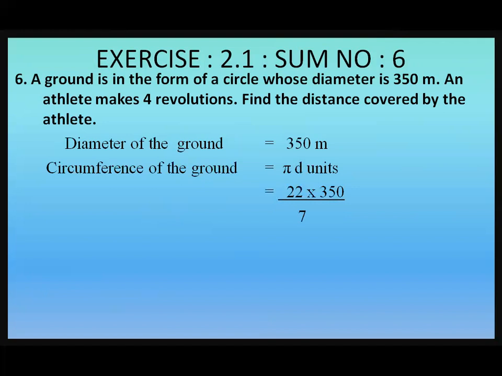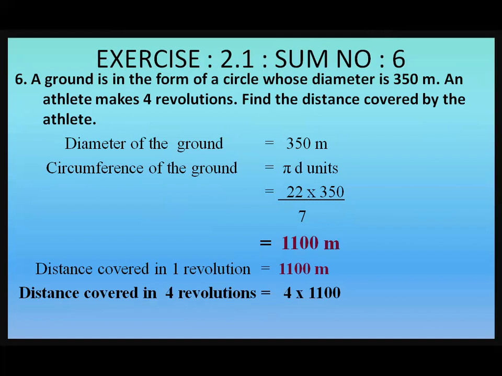So 22 by 7 into 350, which is 1100 meters, which is the distance covered in one revolution. So now let's find the distance covered in 4 revolutions, which is 4 into 1100. So you get 4400 meters.